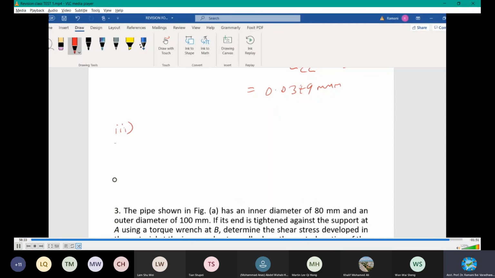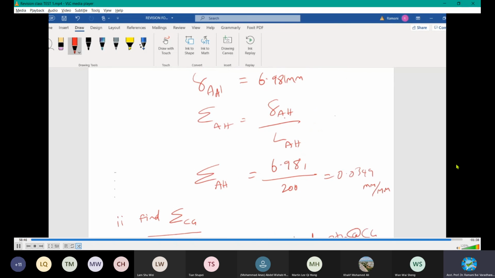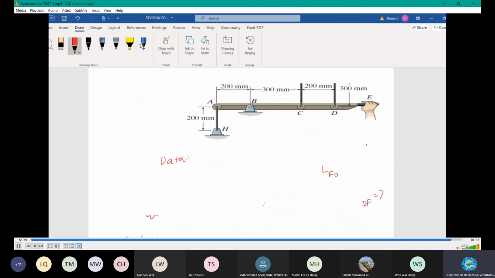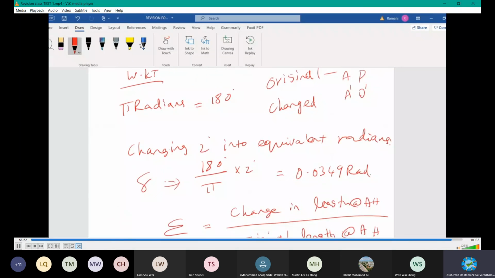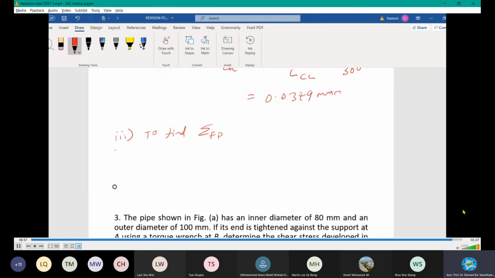Right, for the third one, to find your strain at, what is the notation there? Strain at DF, right? We use FD. What is the strain at FD? I give the drawing only, please do it. This is B, C at 300, and then another one is D, F. I mark this as DF, DD dash is equal to DF.